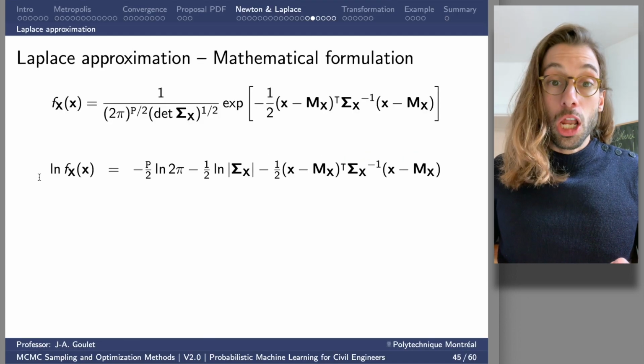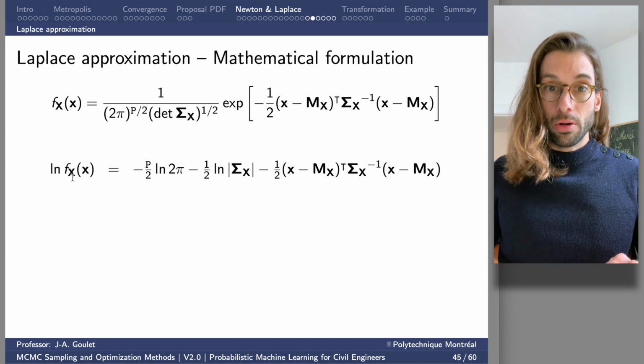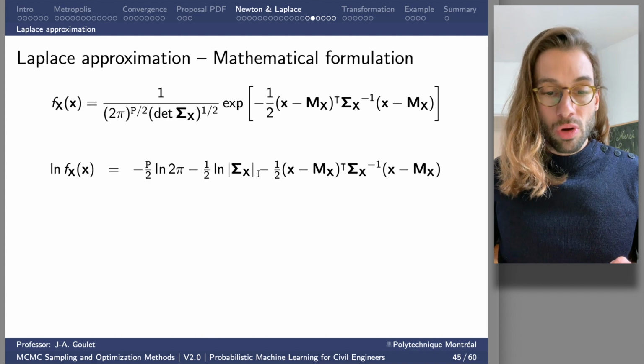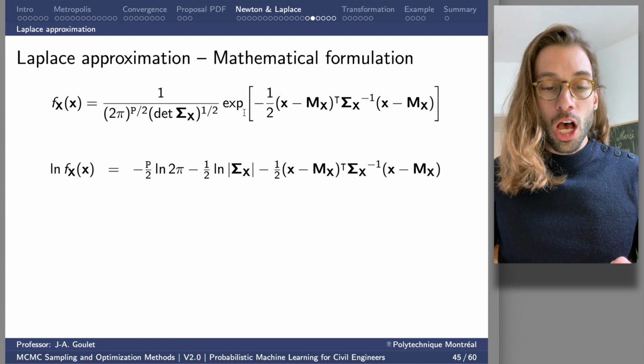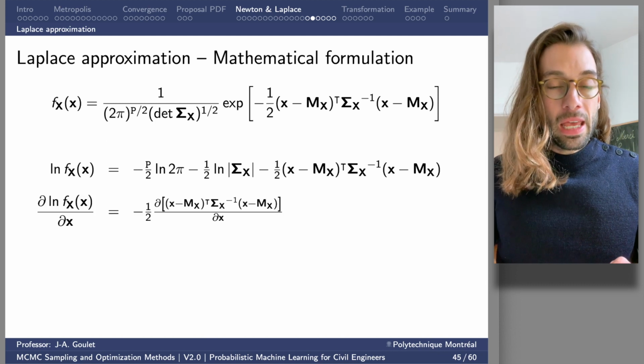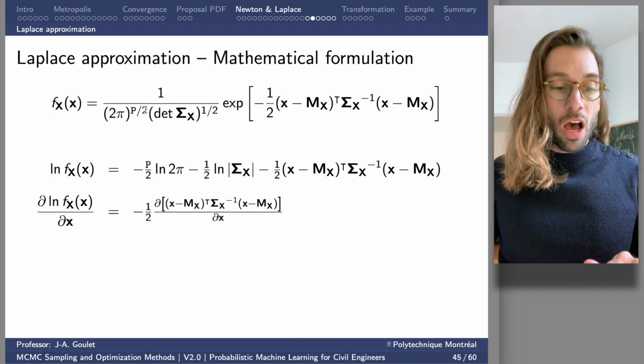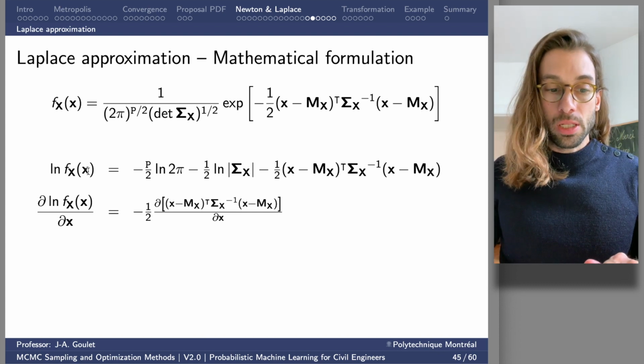Then we're going to take the log of that posterior, so the log of that PDF. Instead of being a division, it is now going to be a subtraction. The exponential is going to go away, because I take the log of that function. Then I'm going to take the first order derivative of the log of my posterior.